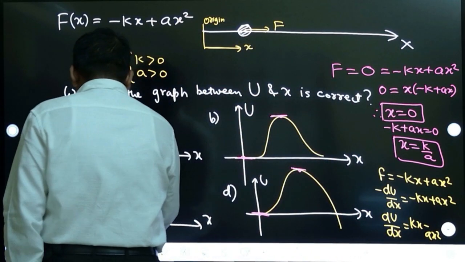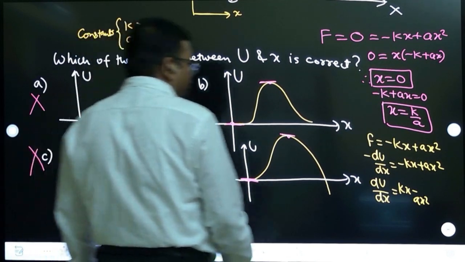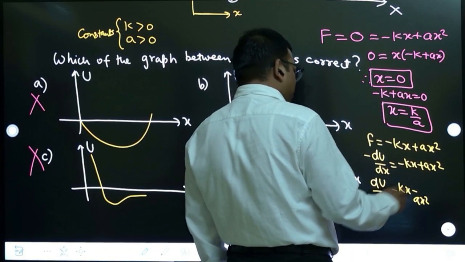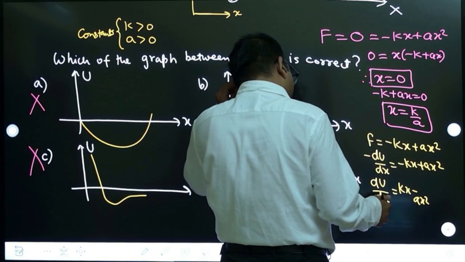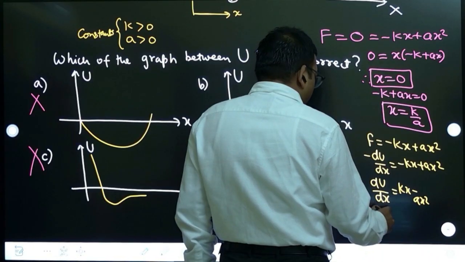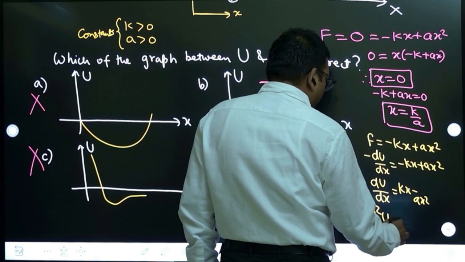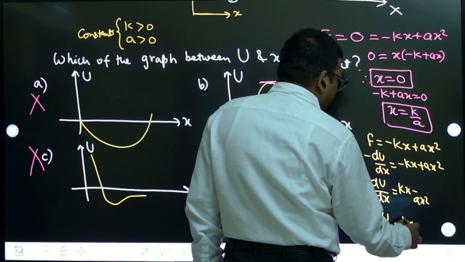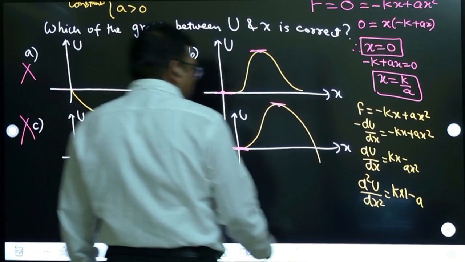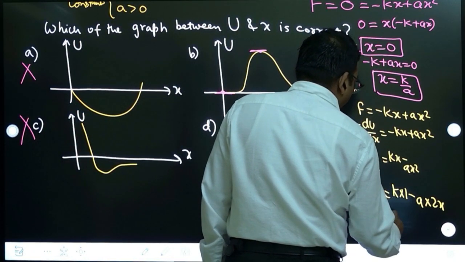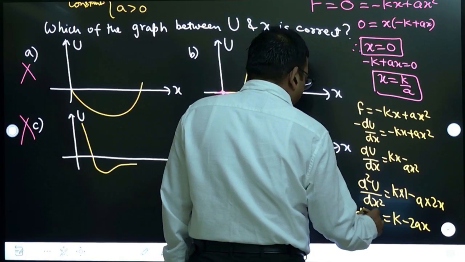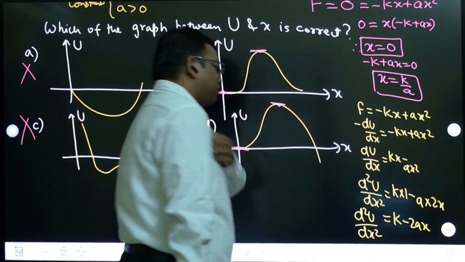Now let us further do differentiation, one more time. You can also integrate and find the graph, but I'm trying to choose from the options, so I'm not directly doing the solution. I will do double differentiation. So d square u by dx square: a comes out, differentiation of x is 1, minus a comes out, differentiation of x square is 2x. That means d square u by dx square is k minus 2ax. Correct.